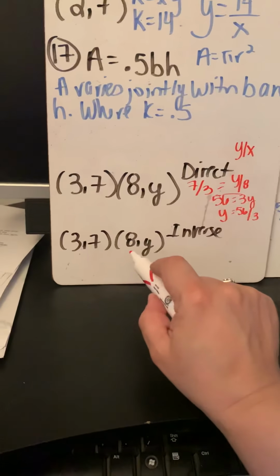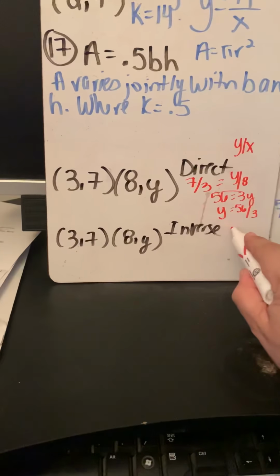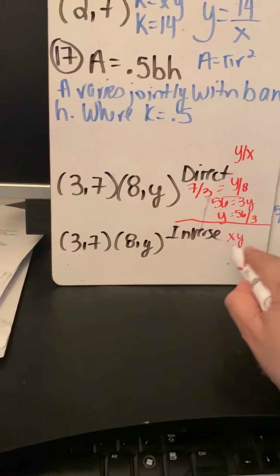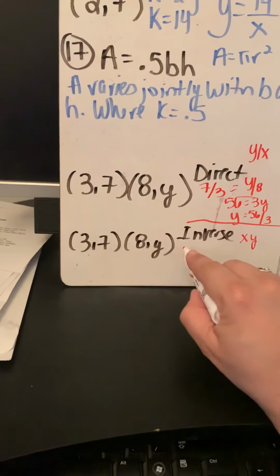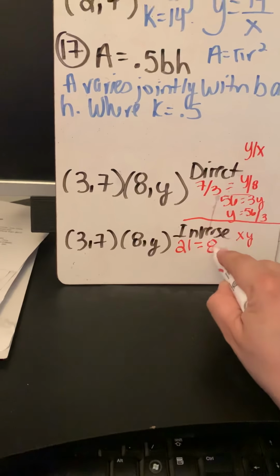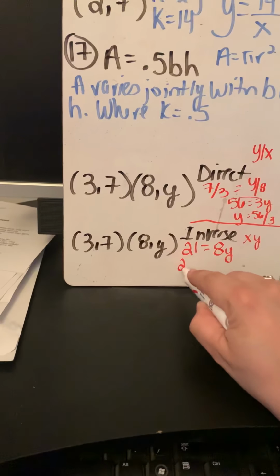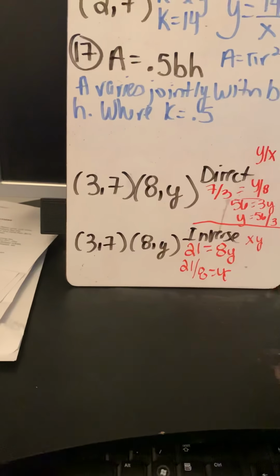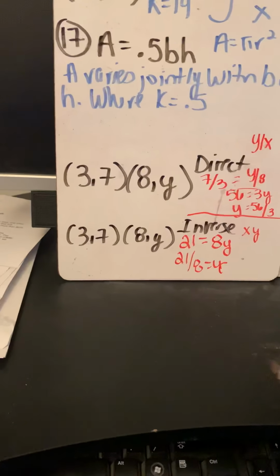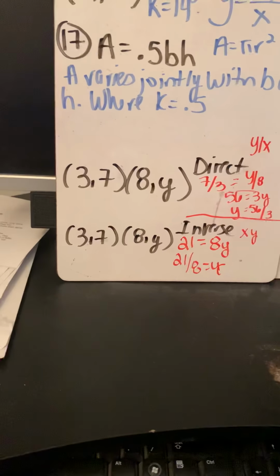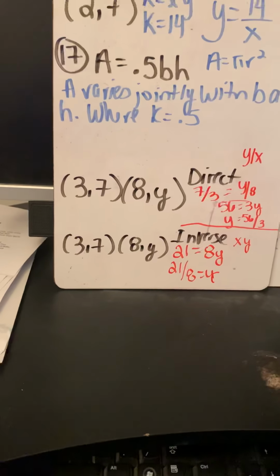And then the inverse one. Okay, remember, inverse is x times y. That's the difference between those two. So if I'm taking my x times y, I would take 21 equals 8 times y. So 21 over 8 equals y. That simple for those. Those are definitely ones you just don't want to overthink. They're pretty straightforward and pretty easy.